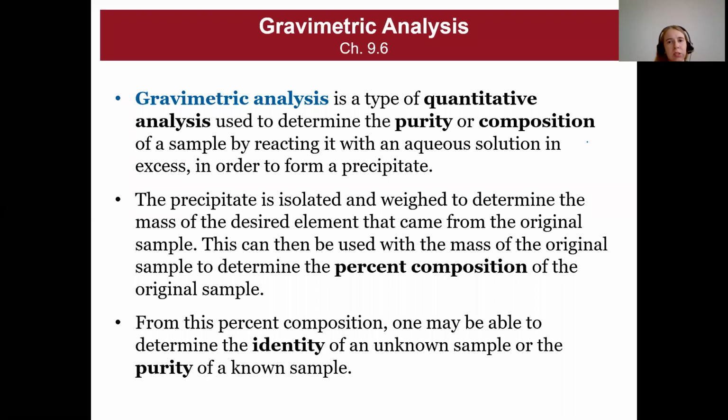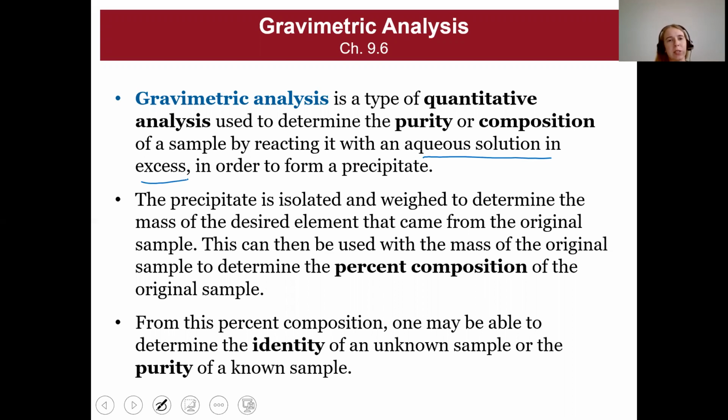So the way that we do this is that we react our sample with a solution in excess so that we know that our product is limited by the sample that we started with. We want to make sure that our limiting reactant is the sample that we started with, because that's the amount that we want to be able to determine by working backwards. So we have to have the other reactant in excess.